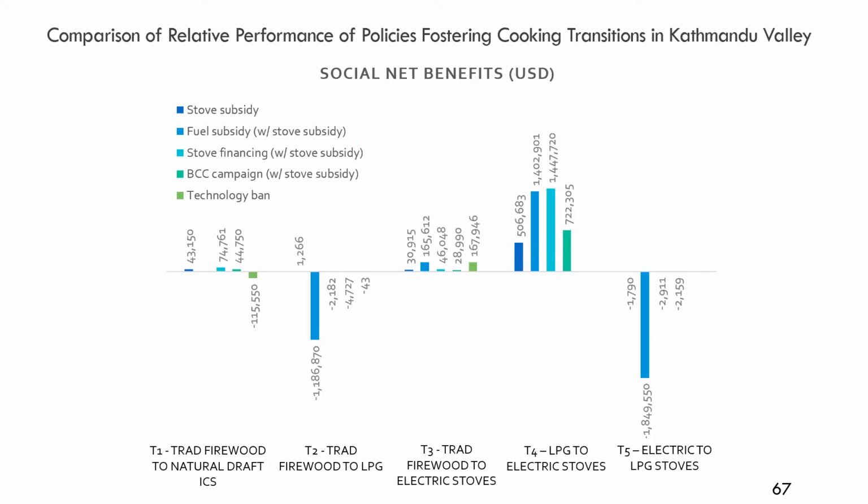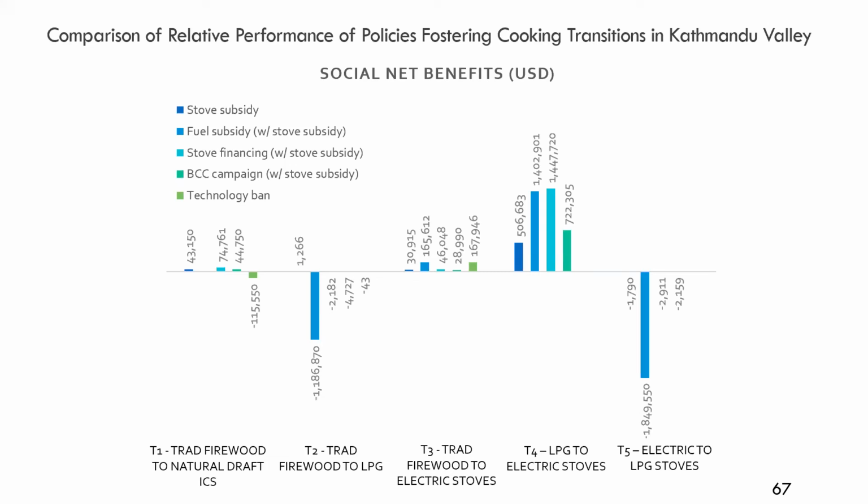Next slide. From the social net benefits perspective, for the firewood to electricity transition, the highest monthly social net benefits are realized with a ban on firewood, while for the LPG to electricity transition, these benefits are greatest with a stove subsidy plus stove financing policy. But the high enforcement costs of a ban and the reality of stove stacking could make a firewood ban challenging. For the firewood to electricity transition, an alternative that delivers nearly the same social net benefits as the ban is the combined stove and fuel subsidy option.